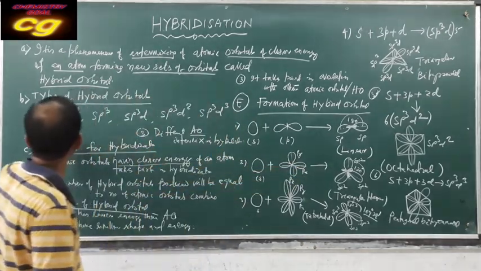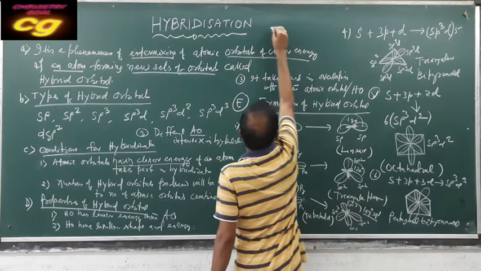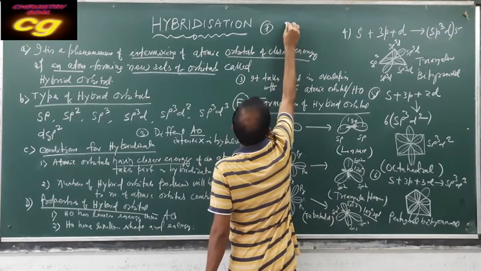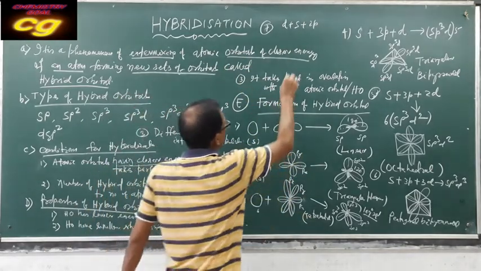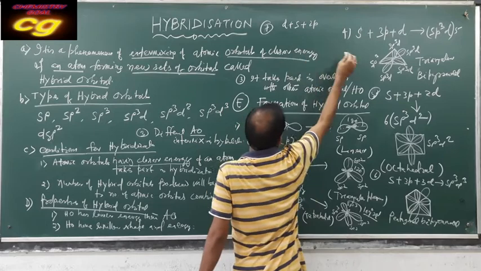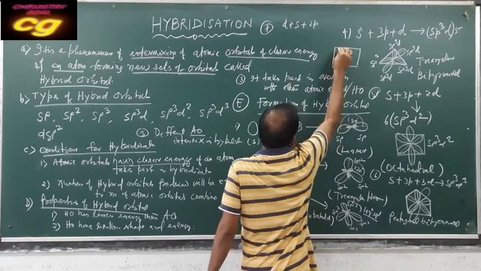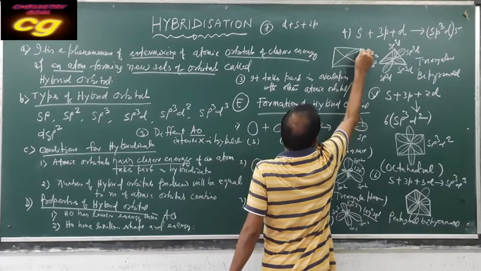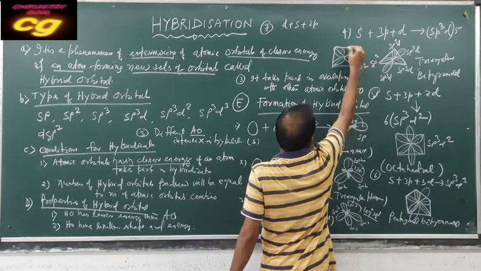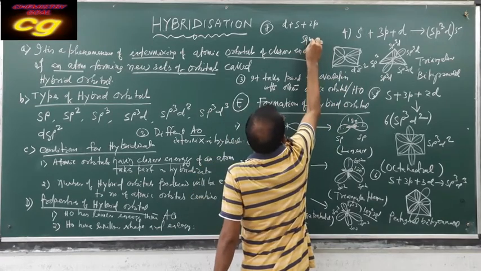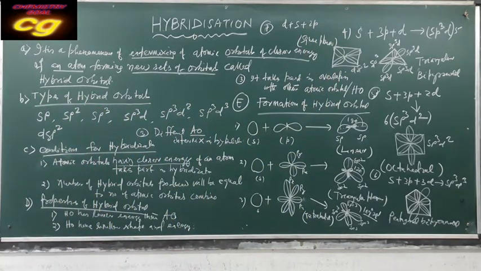Then the remaining last one is dsp2. We can draw dsp2 here. dsp2 is, that is 4, like this: 1d, 1s and 2p. That is the hybridization forming dsp2. Here the shape is square planar. So, different types of hybrid orbitals are produced.